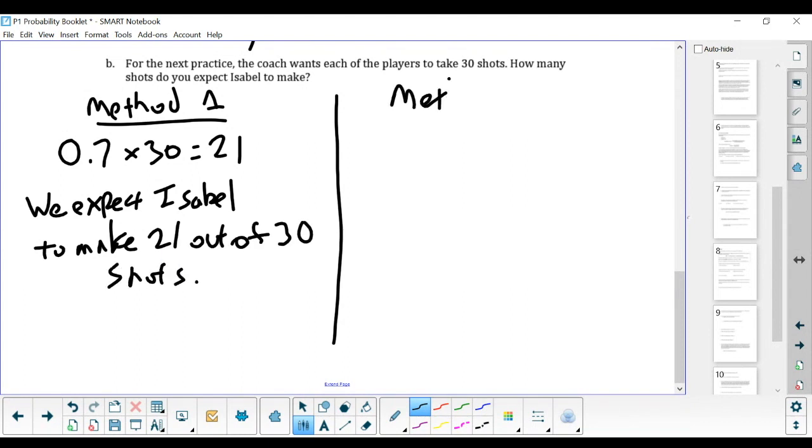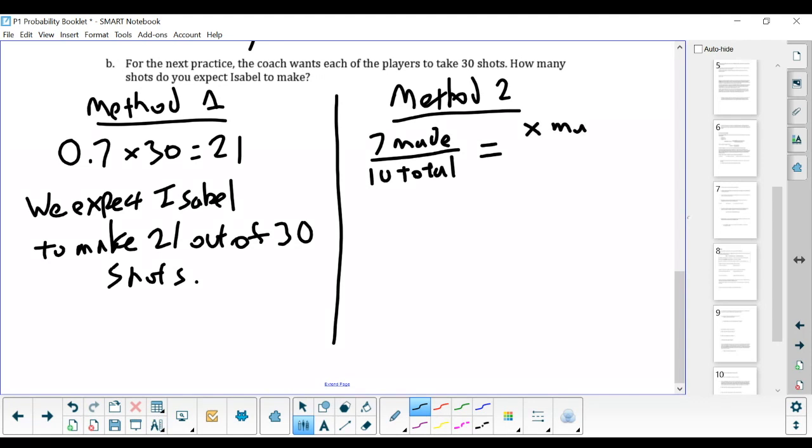Method number 2 involves us setting up a proportion. So she makes 7 made shots out of 10 total. This has to be proportional to x number of shots made out of 30 total. So we can rewrite this without any of the units. So we've got 7 over 10 has to be equal to x over 30.